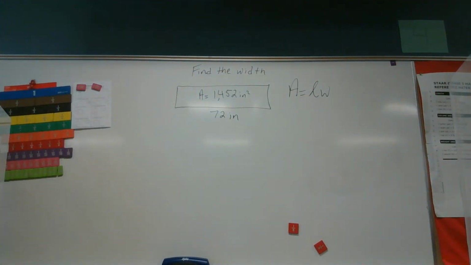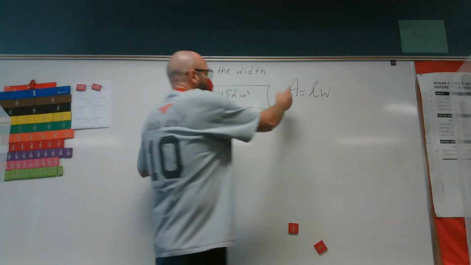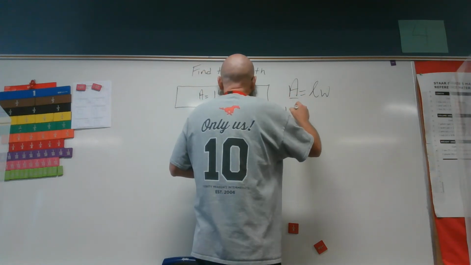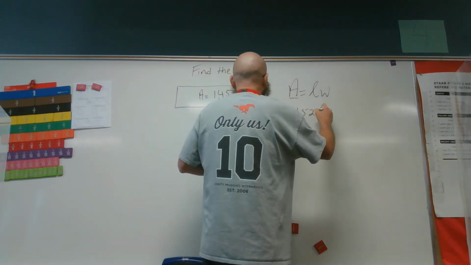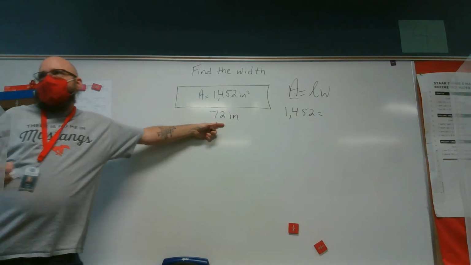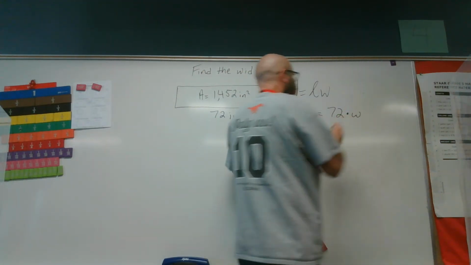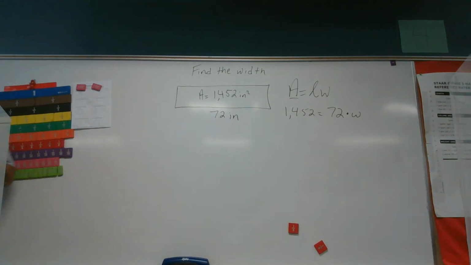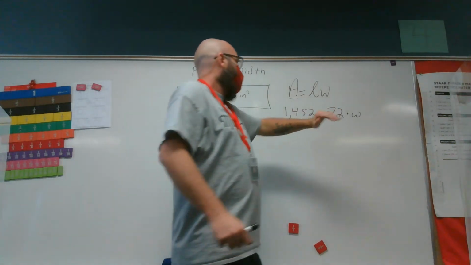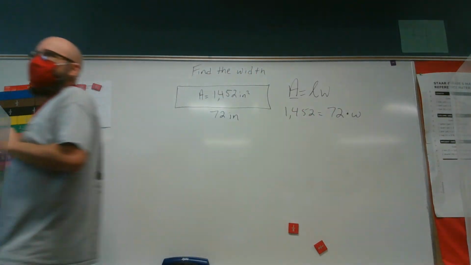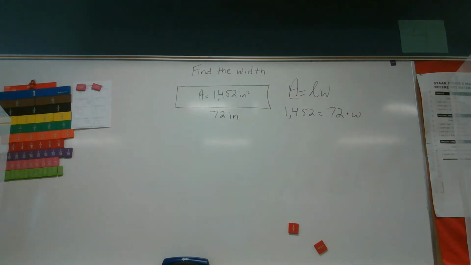Now I know what the area is. I can replace that variable with 1,452 equals 72 times the width. What's the width? That's what we're trying to find. We have to figure out, what do I multiply by 72 to get 1,452? Anybody got any ideas of how to solve this?